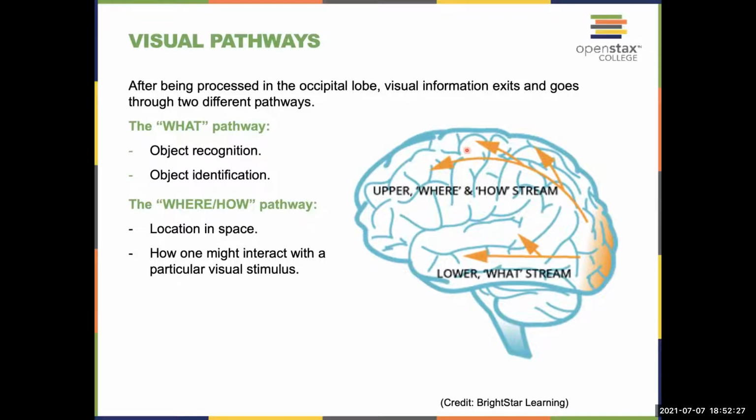for things like object recognition or being able to identify objects, right? So that would be in the lower stream or the what stream, right? So the what pathway is for object recognition and identification. And then the upper stream is the where and how, which is your location in space.